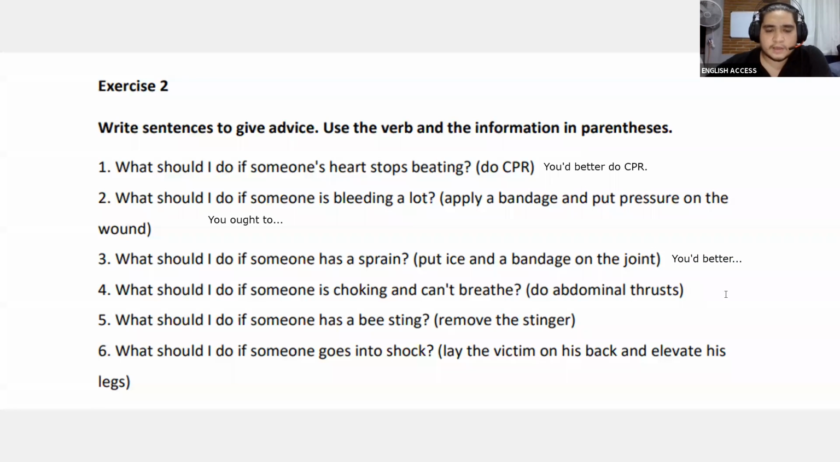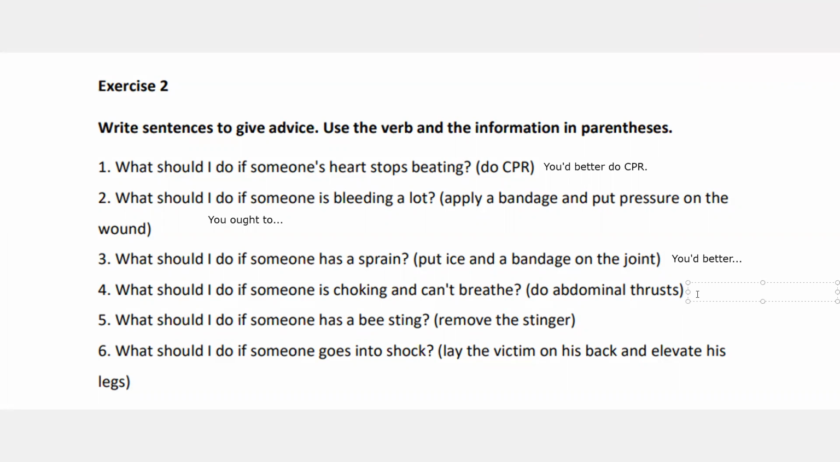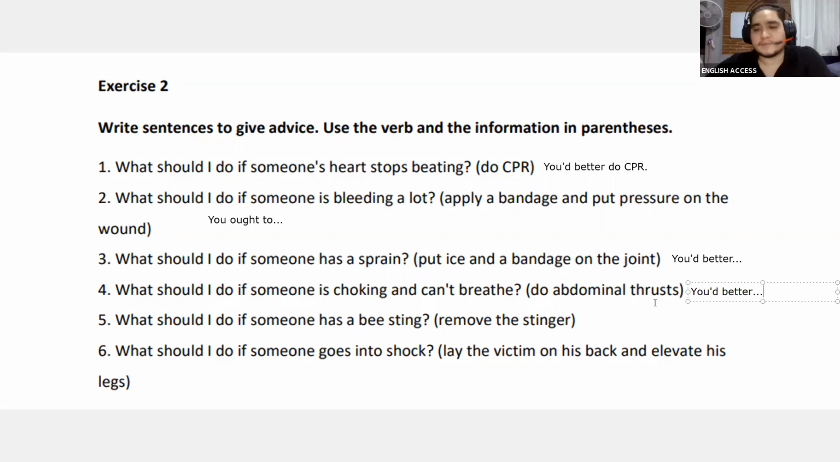Number four, Karen, please. What should I do if someone is choking and can't breathe? You had better do abdominal thrusts. Yes, you had better do abdominal thrusts. Very good.